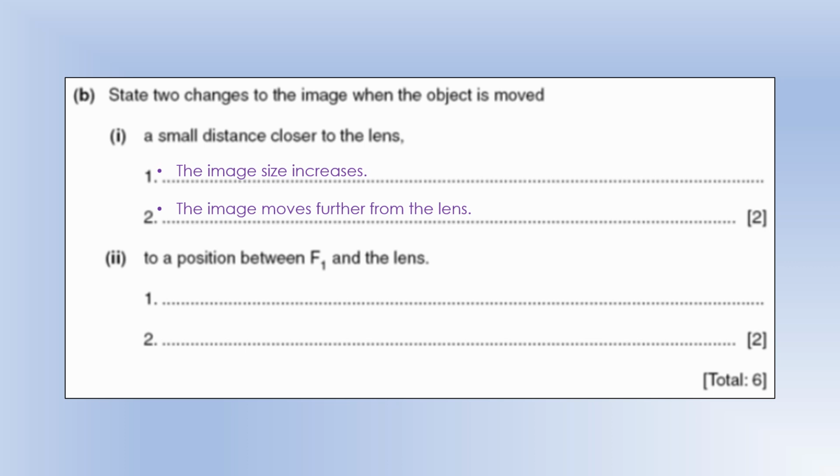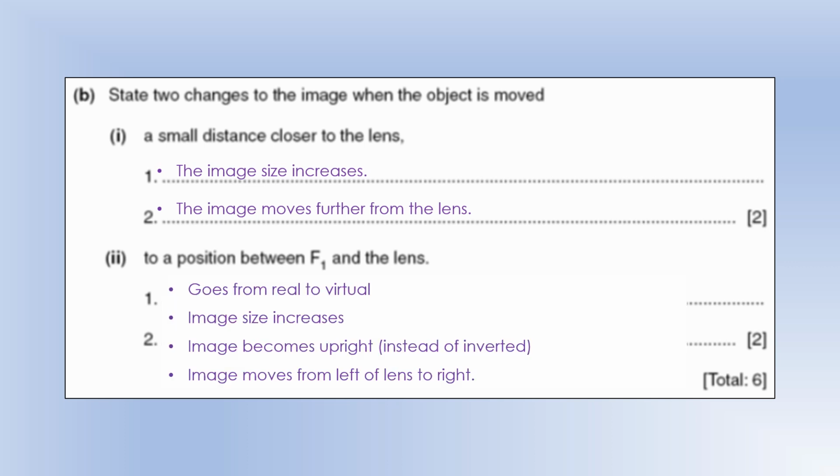So if we move the object closer to the lens, what's going to happen is the image size is going to get bigger, and what's also going to happen is the image is going to move further away from the lens. So that's how we create bigger images. The image gets moved further away, but it does get bigger. And then if we move it so it's inside the principal focus, it's going to switch from being real currently to a virtual image. The image is going to continue to get bigger, and then it's going to become upright, whereas it's currently inverted, and the image is actually going to move positions from the left to the right hand side of the lens.